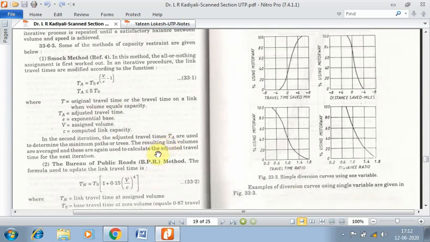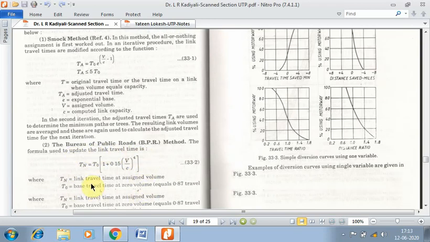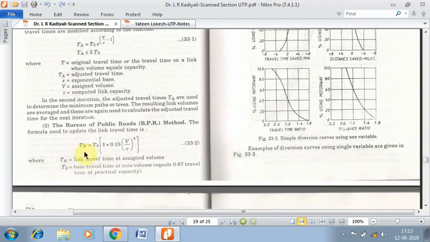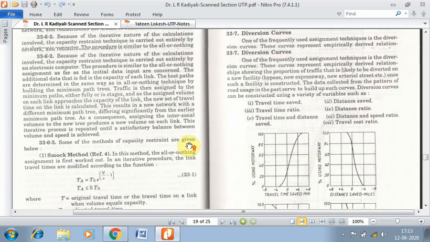On similar grounds, you have the next method, which we call the Bureau of Public Roads method, or BPR. Mathematically, the BPR equation is represented somewhat like this, wherein you will be determining this capital Tn. Capital Tn is the link travel time at assigned volume, and similarly here T naught is, as usual, the base travel time at zero volume, which will be equal to around 0.87 of the travel time as per the practical capacity we have.